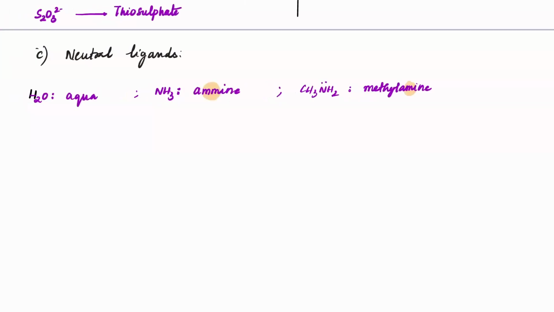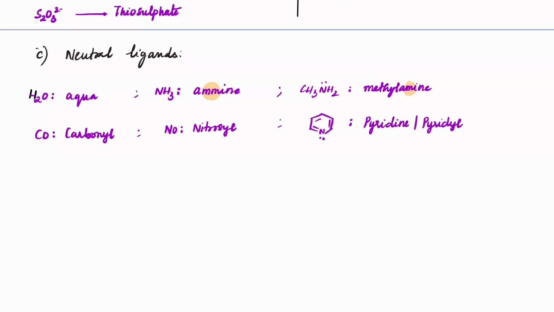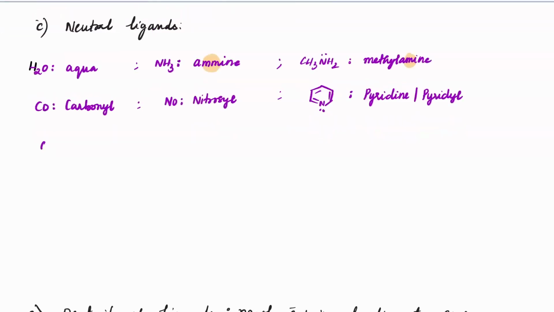Next, when it comes to carbon monoxide, it is carbonyl. Carbonyl. NO also exists as neutral. Then it is called nitrosyl. The minute it becomes plus, it will become nitrosonium. Okay. Likewise, if you have pyridine, nitrogen has a lone pair on it. So this is called simply pyridine, or we also use it as pyridyl. Got it?